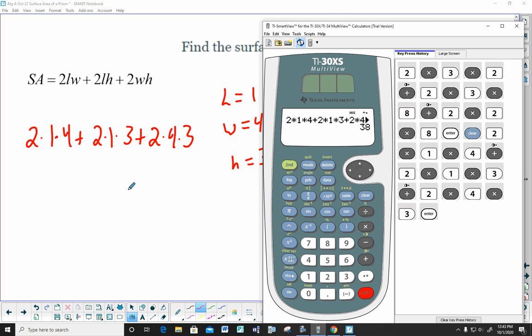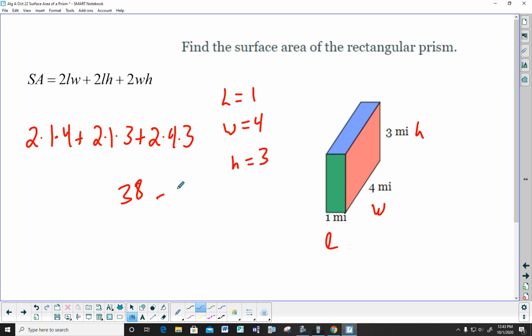Enter. And it would tell you in this case 38 units, and the units are going to be provided, in this case miles, all right? Be miles squared is what it would be, okay?